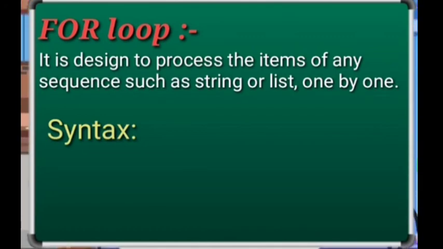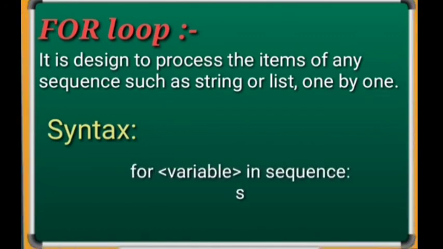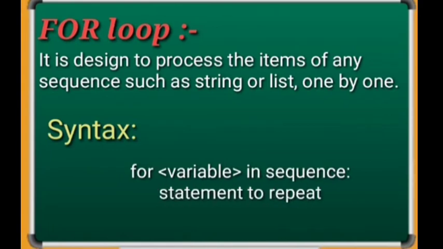You can see the syntax over here. I have written: for variable in sequence, then a colon sign, and then you have to write the statement to repeat. So to write a for loop statement, you have to start with for and then the variable name. It can be any variable name, a, b, c, anything of your choice, and then in, and the sequence can be any list or string, and then you have to write the body of the loop.